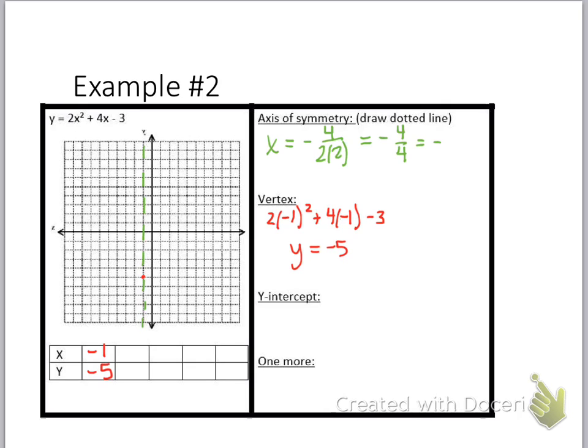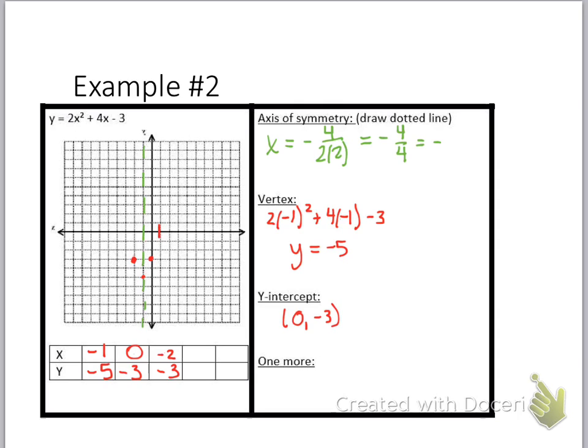Then the y-intercept is 0, c, 0, negative 3, and that would be right there. 0, negative 3, reflect it across the axis. It's going to be right there at negative 2, negative 3. And we need to find one more point. Think about the x values we've already used. We've already used negative 2, negative 1, and 0.